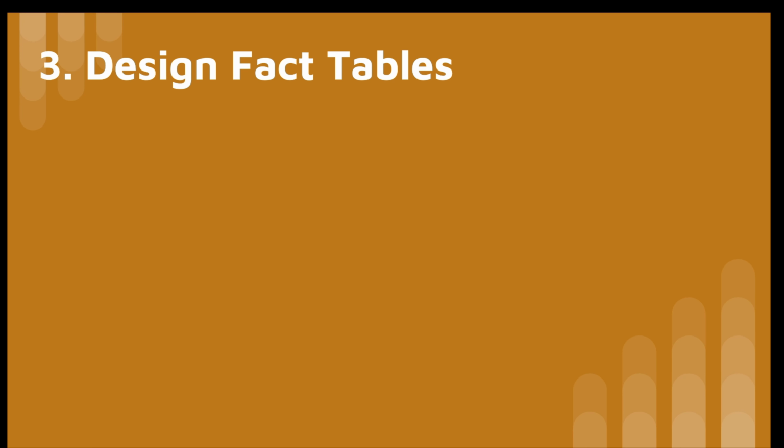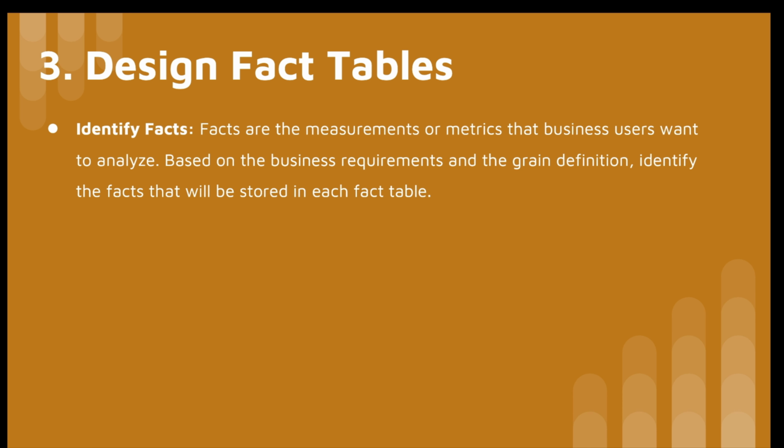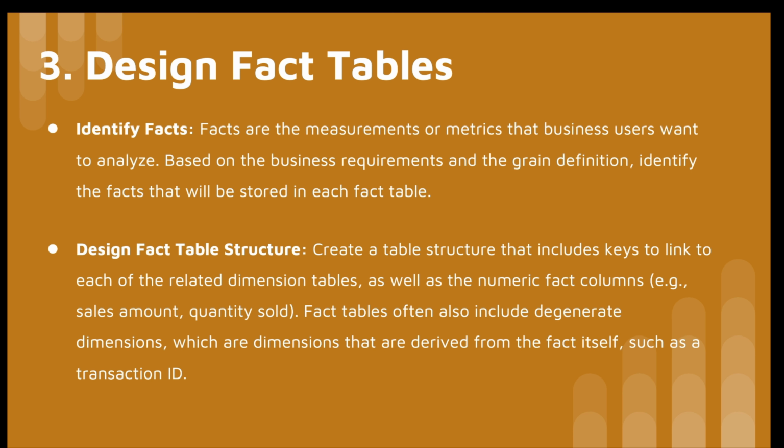Now, how do you define a fact table? The first thing you need to do is identify the facts, which are the measurements and metrics that the business user wants to analyze. Based on that, you go into the grain definition, identify the facts, store them, and validate afterwards. The next thing is to design the fact table structure, where you get the keys that are linked to each of the related dimension tables. Then each of these fact tables can be broken down by the dimensions, and you can roll down and roll up using something like an ID from a particular customer or a transaction ID. You can use that to roll down your transactions and roll them up again.